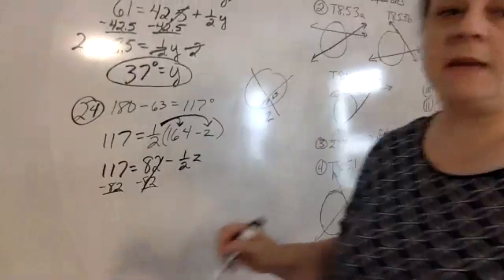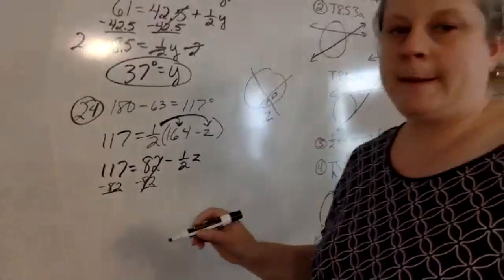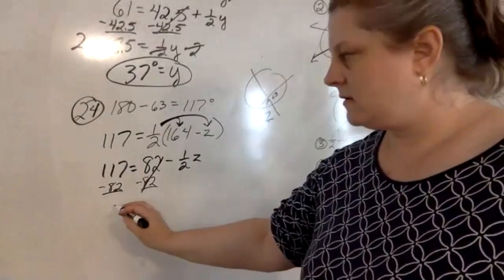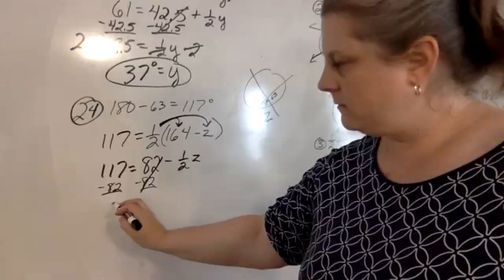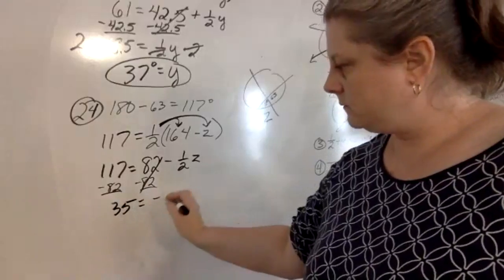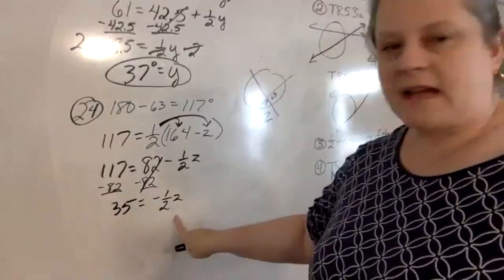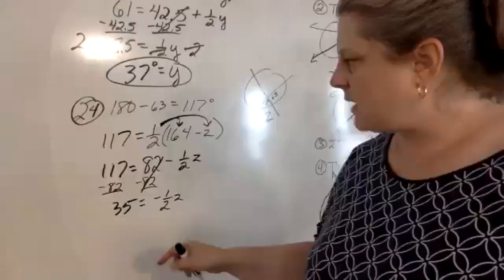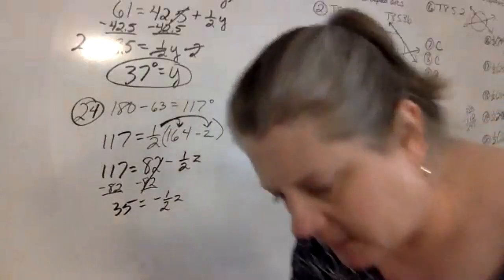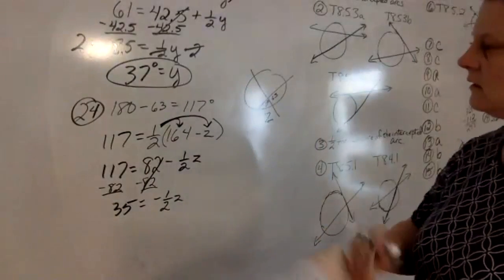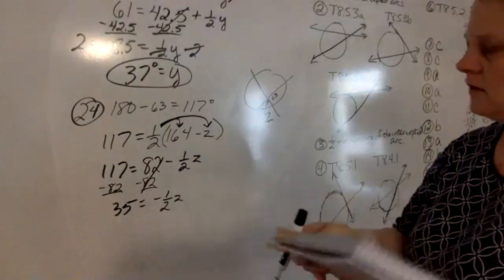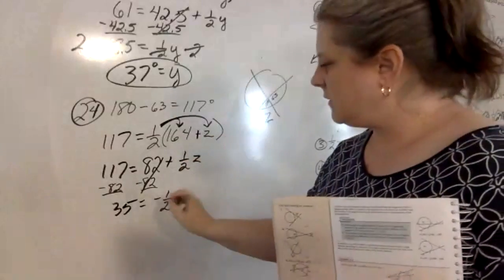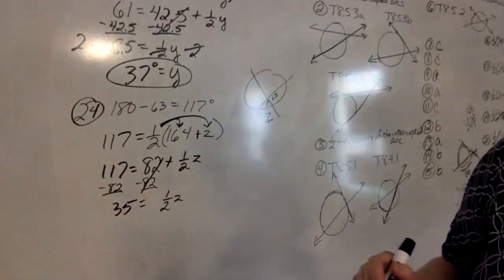What's 117 minus 82? 35. Y'all agree with him? Yes. Now this time I had a negative, so instead of multiplying by a positive 2, I multiply by a, that does not look right. Because the angle was inside, this is supposed to be a plus. And y'all just sit there and let me do it. All right. Right?